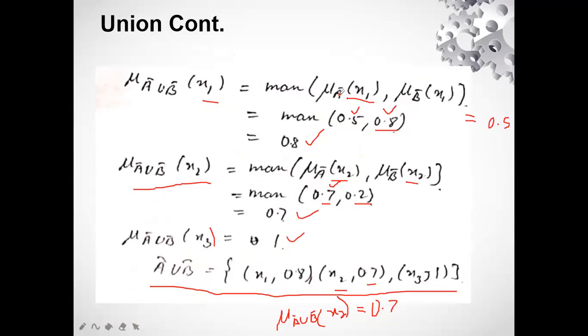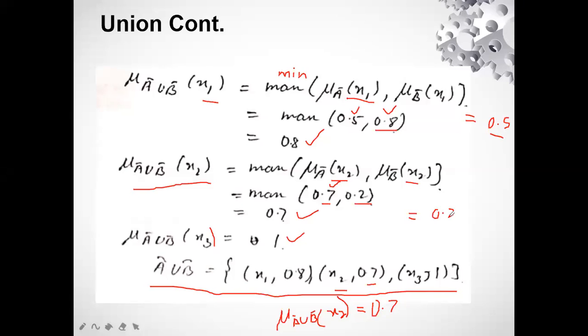Why 0.5? The values are the same because I have taken the same sets as earlier. The only thing I am going to do is find the minimum. Why minimum? Because I am finding the intersection. So the minimum of 0.5 and 0.8 will be 0.5. The minimum of 0.7 and 0.2 will be 0.2.